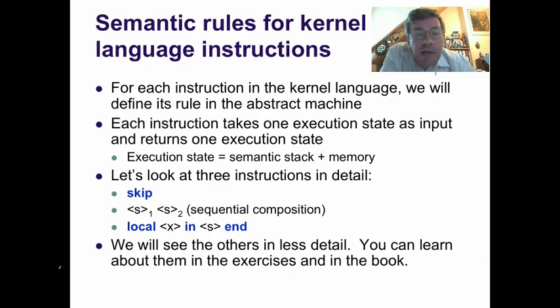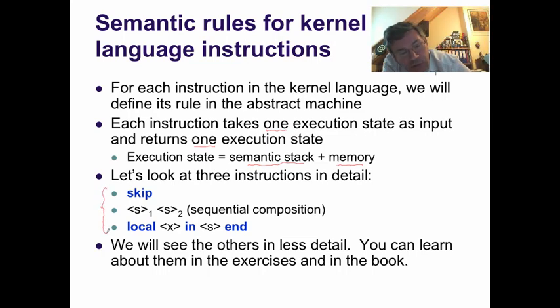Now let's see how to define the semantic rules for the kernel language instructions. So we will give the rule, the precise rule in the abstract machine for each instruction in the kernel language. Each instruction takes one execution state as input and returns one execution state as output. Remember, an execution state is a semantic stack and a memory. So the instruction is able to read the semantic stack and the memory on the input, and it can create a new semantic stack and a new memory on the output.